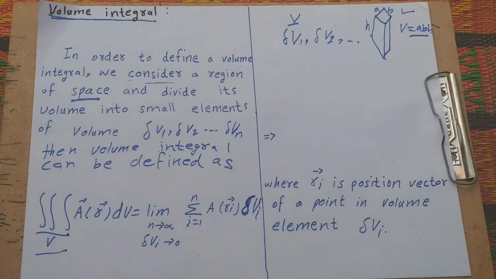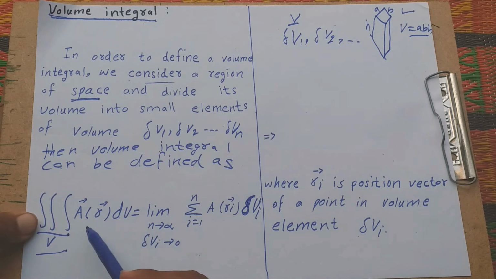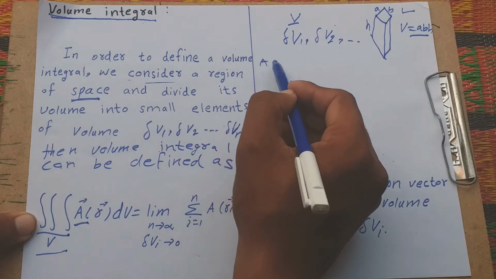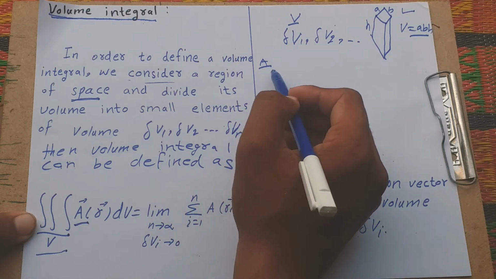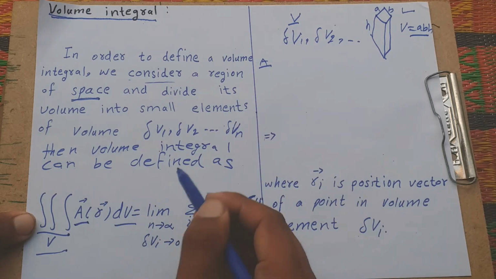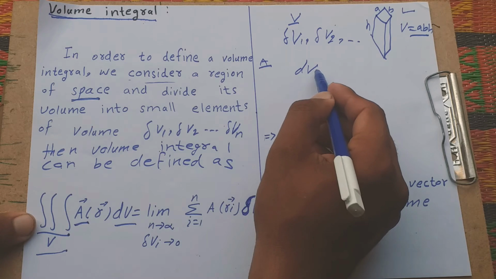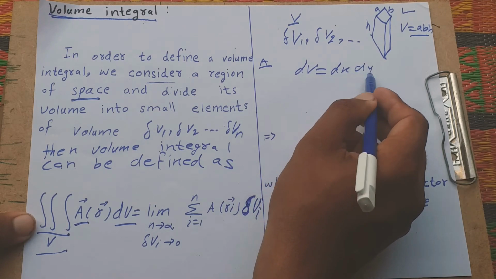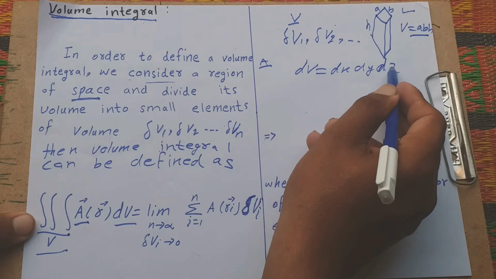We know that the volume integral exists in three dimensions, and here A is a vector field. Vector field means the vector quantity is continuous. And dV means three dimensions. dV is equal to dx dy dz.